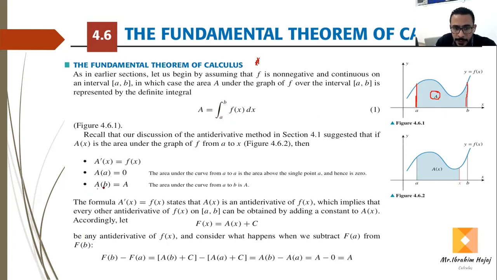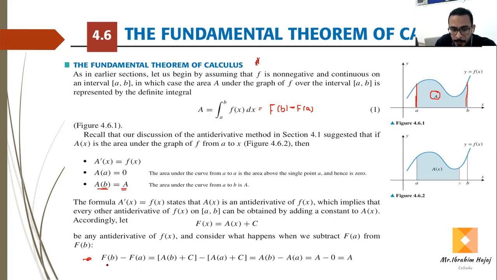So when I say A of b equals A, why is this? Because when we substitute here, we get F of b minus F of a. You can prove that F of b minus F of a is equal to A. How do we prove that F of b minus F of a equals exactly the area?